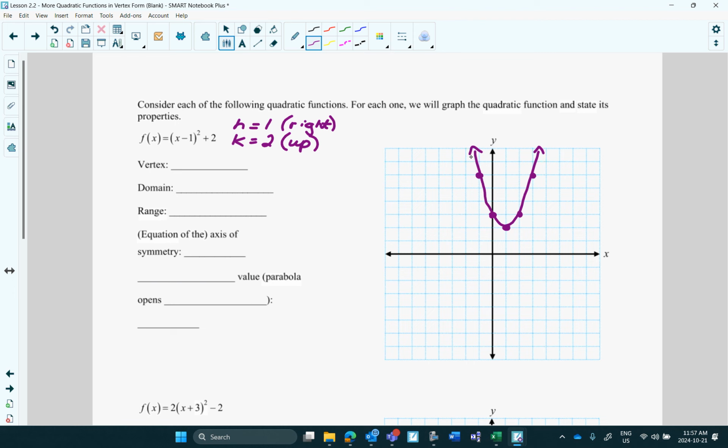And now that we've got the graph, we can get all these properties. Vertex: 1, 2 is shifted. Notice that H is 1, K is 2, and that's the vertex. Domain: always the same, no matter if it's opening up or down or stretch or whatever. Always that. The range, you got to be careful because the range will shift. 2 to infinity.